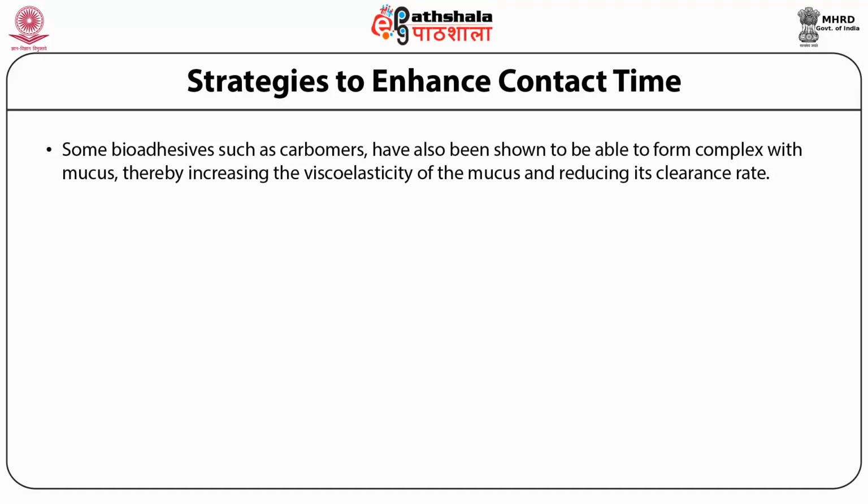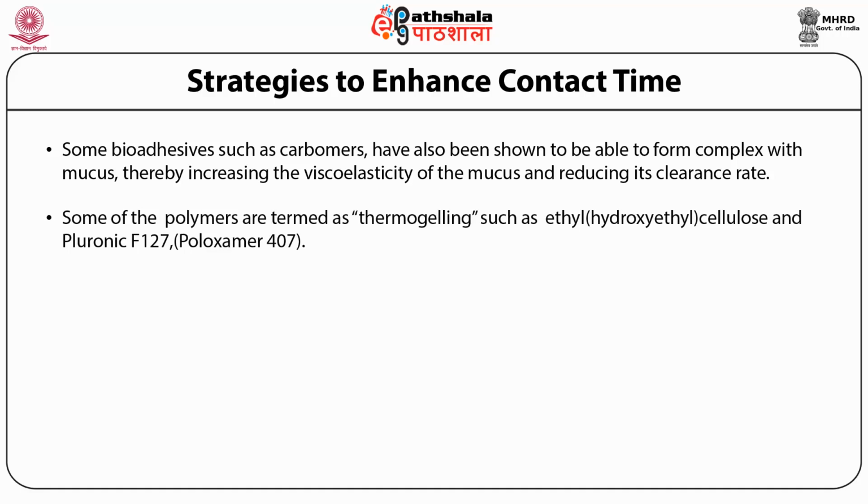Some bioadhesives, such as carbomers, have also been shown to be able to form complexes with mucus, thereby increasing the viscoelasticity of the mucus and reducing its clearance rate. Some of the polymers are termed thermogelling polymers, and these are exemplified by ethyl hydroxyethyl cellulose and Pluronic or poloxamer 407, which is Pluronic F127.